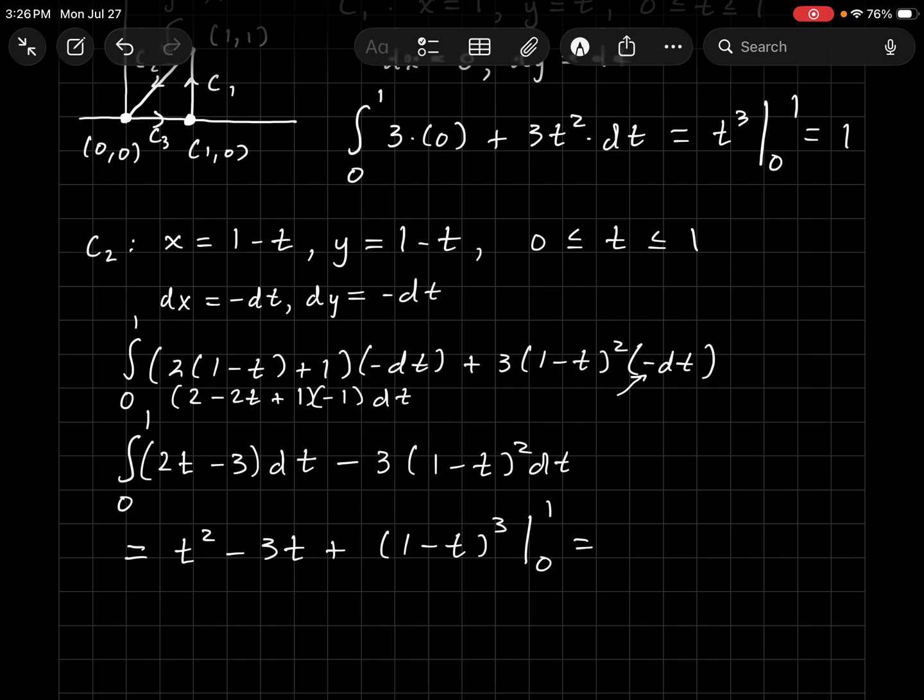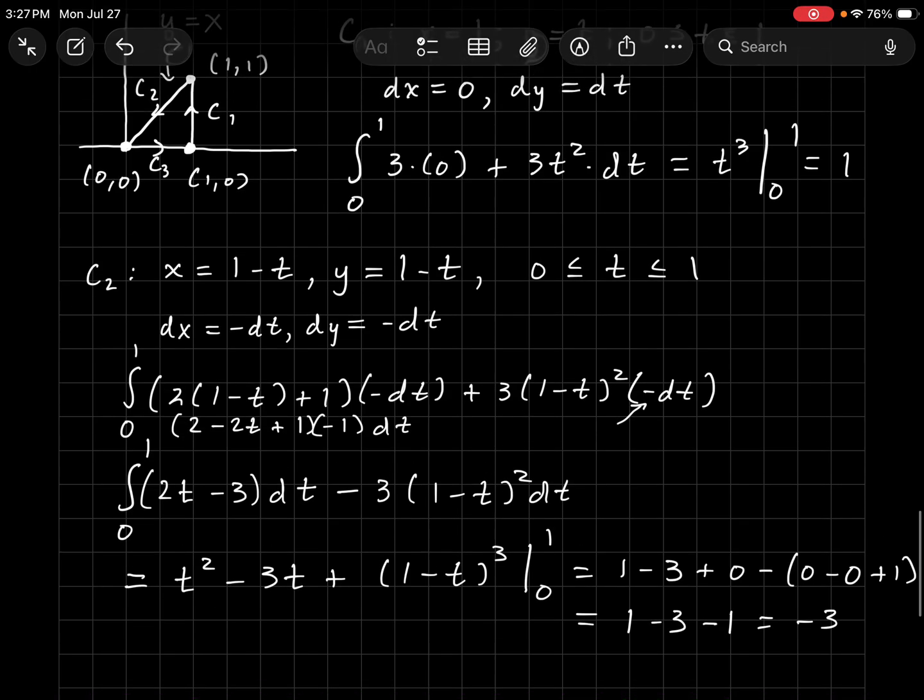Plugging in the top limit, we get 1 minus 3 plus 0, minus, plug in the lower limit, we get 0 minus 0 plus 1. So we get 1 minus 3 minus 1 equals negative 3.